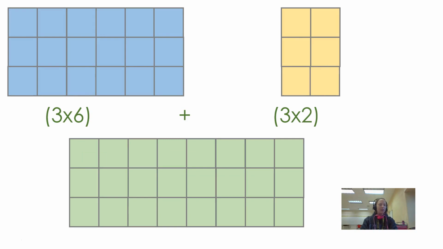Let's look at the last number sentence, 3 times 6 and 3 times 2. The two arrays that match are an array of 3 rows by 6 columns and an array of 3 rows and 2 columns. When I combine the two arrays, is it equal to the array of 3 times 8? Yes, it is. You will notice that in this example, both arrays had 3 rows. The columns are the factors that got split up into smaller parts.